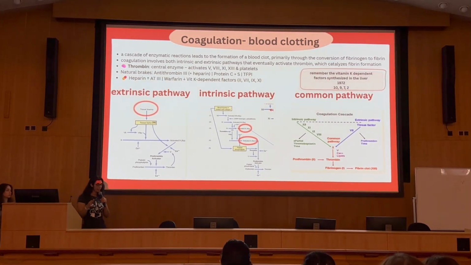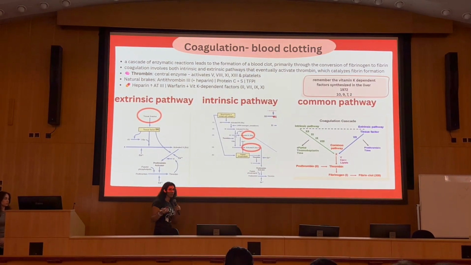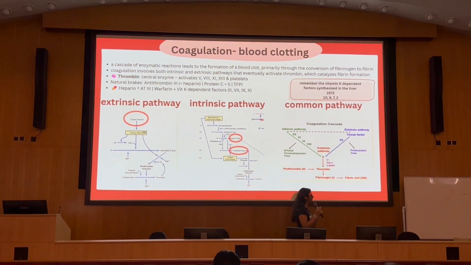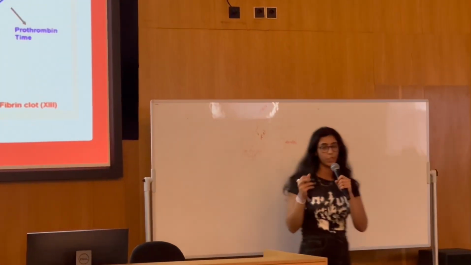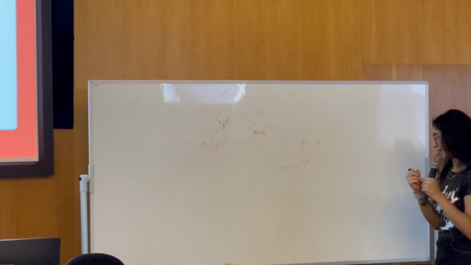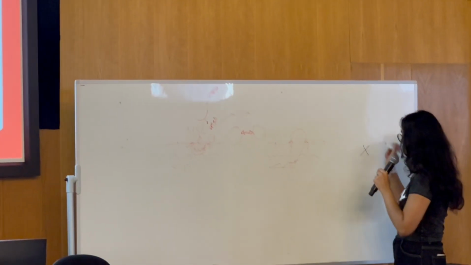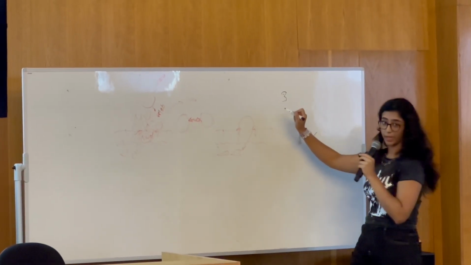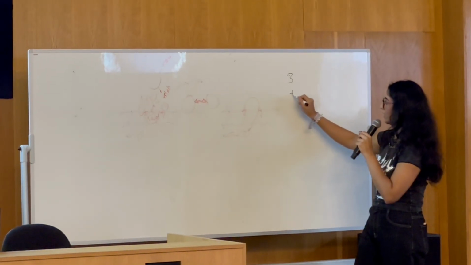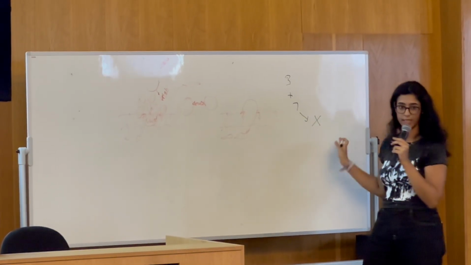So I know I said way too many numbers, so it must have been hard to follow, but a quick way to remember is these factors. So just remember your common pathway factor is factor 10, yeah? So here is your factor 10. And extrinsic pathway, I said factor 3 is activated, and then your factor 7 is activated. So 3 plus 7 is 10.